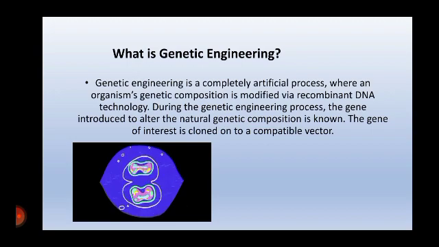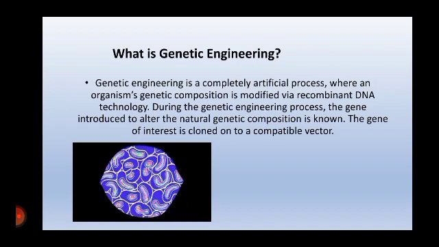Genetic engineering is a completely artificial process where an organism's genetic composition is modified via recombinant DNA technology. During the genetic engineering process, the gene introduced to alter the natural genetic composition is known. The gene of interest is cloned onto a compatible vector.